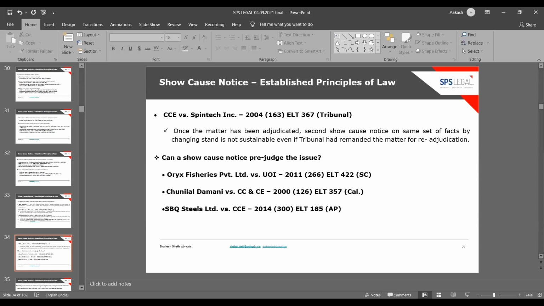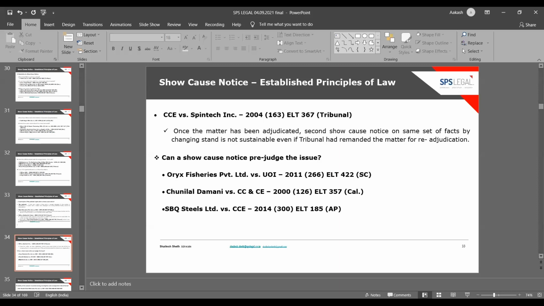Another very interesting issue that arises at times is, can a show cause notice prejudge the issue? In all these cases, the Supreme Court and High Courts have held that if the reading of the show cause notice shows that the authority has already made up his mind and has already formed his conclusion, then it will be like prejudging the issue, and therefore giving an opportunity of representation and an opportunity of hearing to the taxpayer will be only an empty formality.